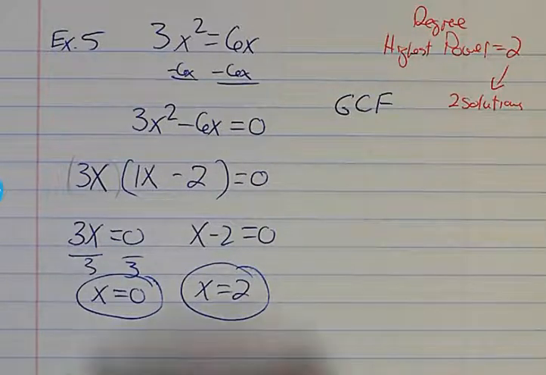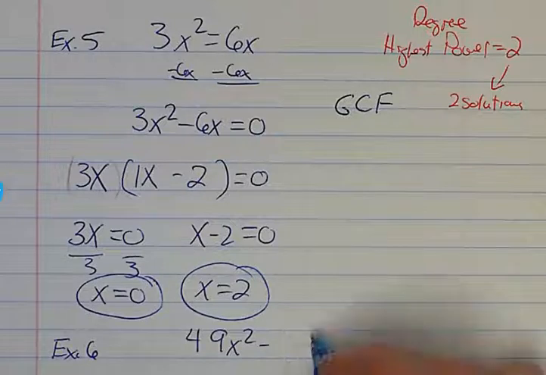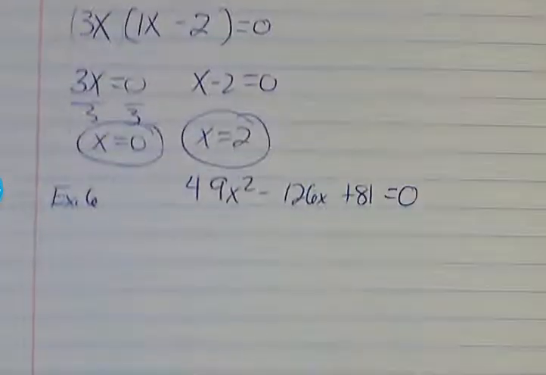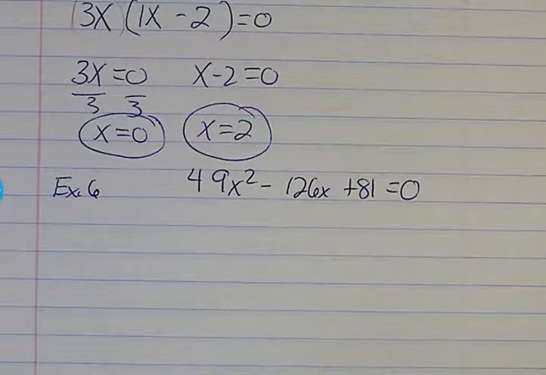All right, last one of the day. We'll go with 49x squared minus 126x plus 81. Okay, there's not a greatest common factor, because there's nothing you can divide into 49 and 126 and 81 because there's just not much there.